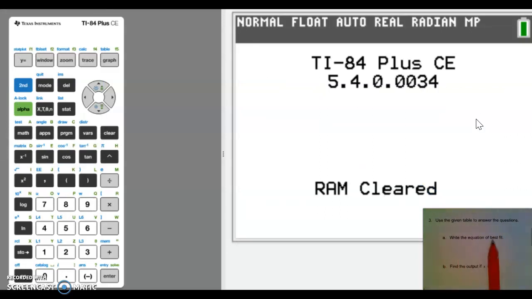All right, for our last question, we're going to use the given table to answer the questions. We're going to find the equation of best fit. We're going to interpolate and extrapolate. Same thing we have just done several times. All right, so here is my table. I've already cleared my calculator, 2nd plus 7, 1, 2, or press the actions key and then clear emulator or whatever.